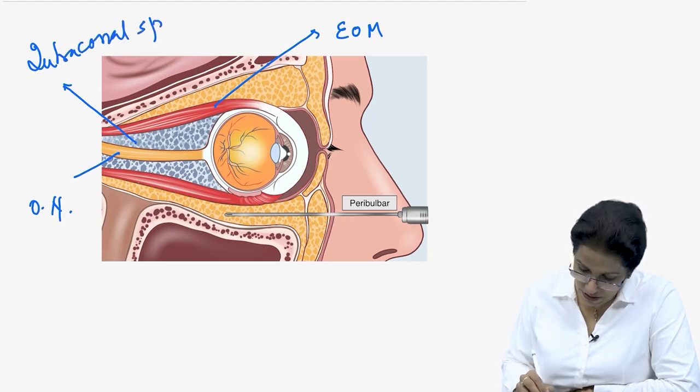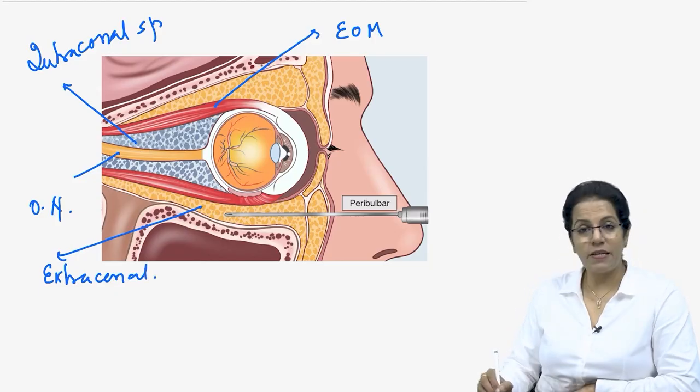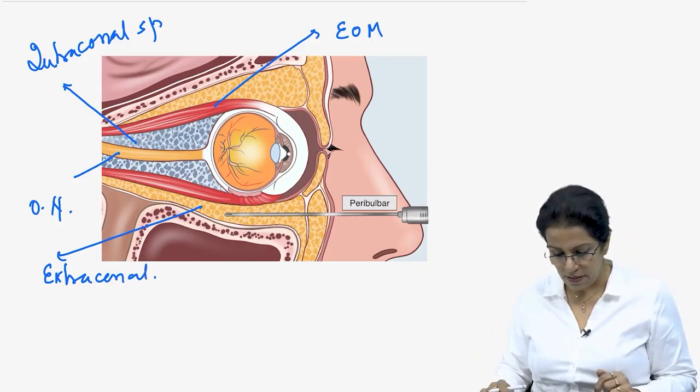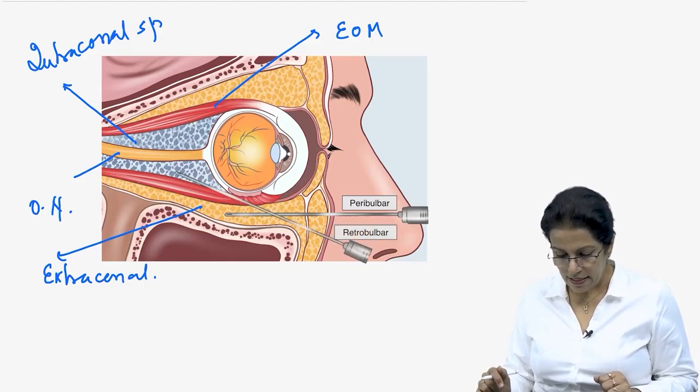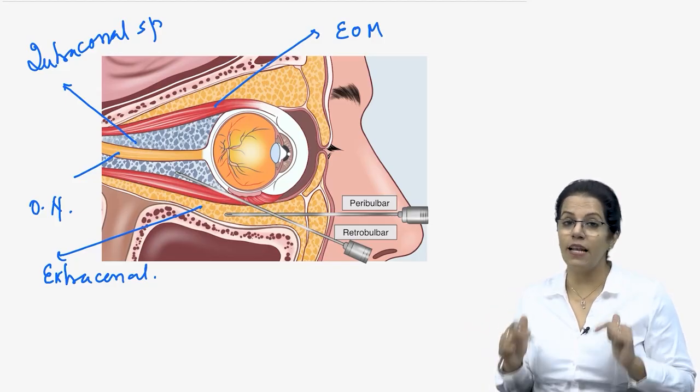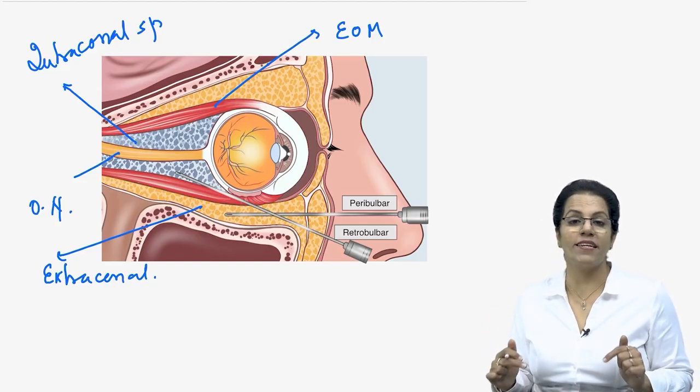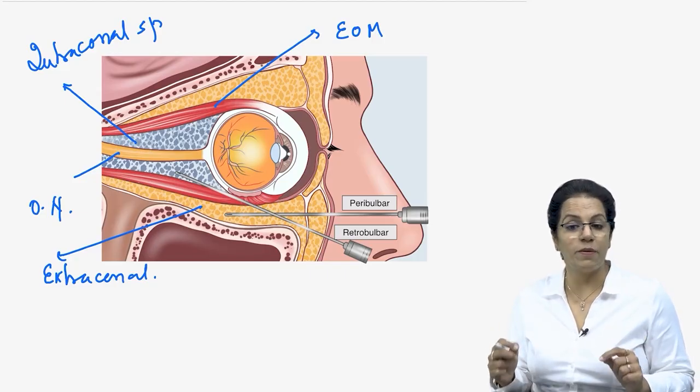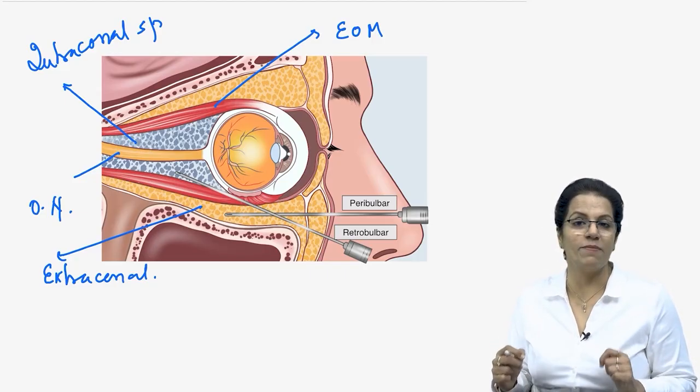And this space which is outside, this is called extraconal space. So, what we are learning here is that peribulbar is given in extraconal space and retrobulbar is given in intraconal space. And do you realize that means there is always a risk of optic nerve damage in retrobulbar anesthesia. So, we have to keep this in mind, okay?